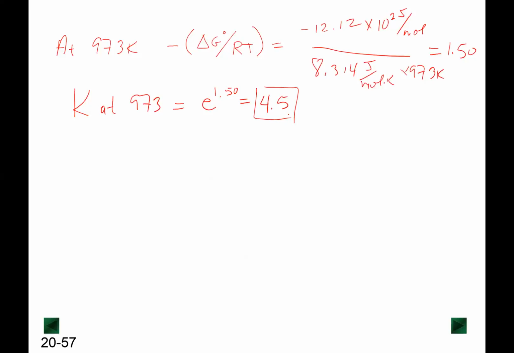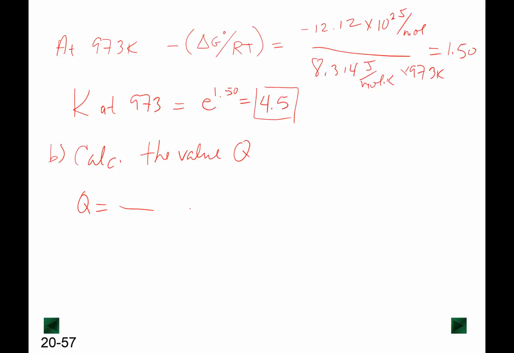Okay, now we have gotten our 2 Ks, so we're ready to go to part B. And so for part B, we actually need to calculate the value of Q using the pressures that we were given. And so we'll set up our Q this way.